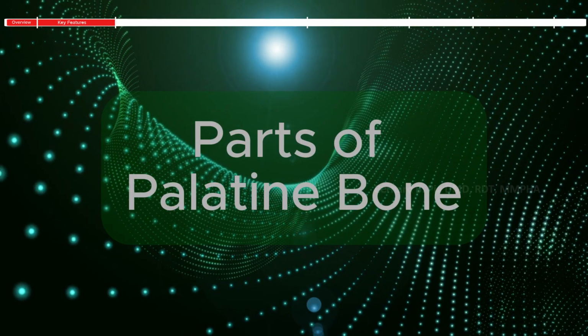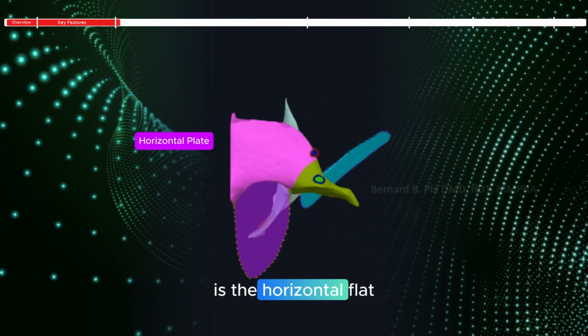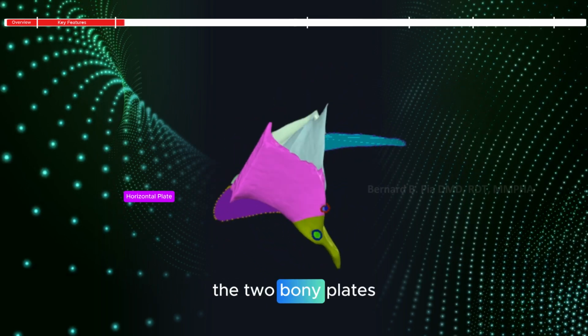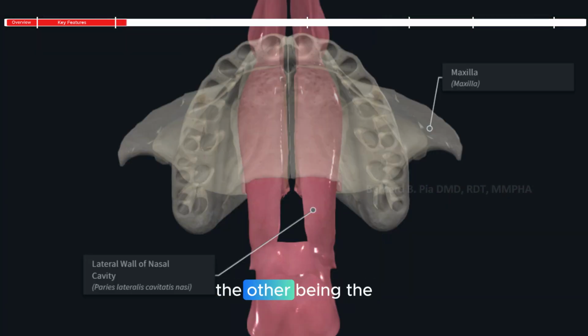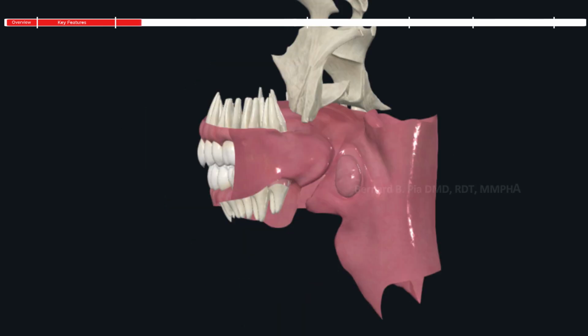Parts of the palatine bone. 1. The horizontal plate, or horizontal part, is the horizontal flat bony plate of the palatine bone. It is one of the 2 bony plates of the palatine bone, the other being the perpendicular, or vertical, plate, and it is continuous. The horizontal plates of the palatine bones combine to form the posterior 1/4 of the bony hard palate, while the palatine processes of the maxilla combine to form its anterior 3/4. The bony hard palate contributes to the formation of both the floor of the nasal cavity and the roof of the oral cavity.